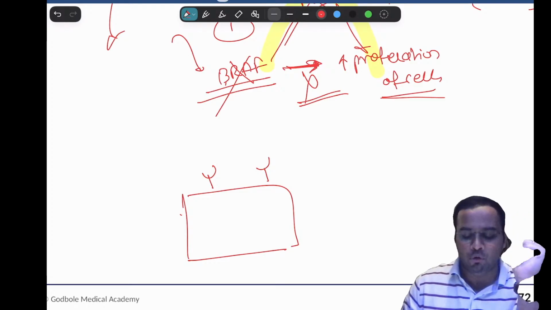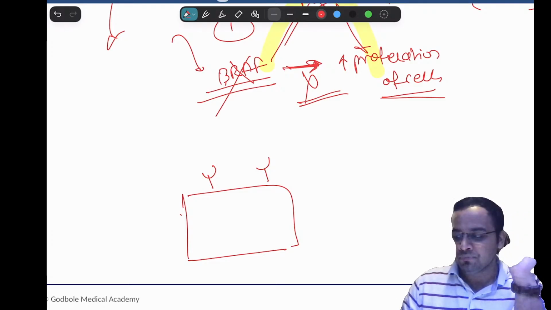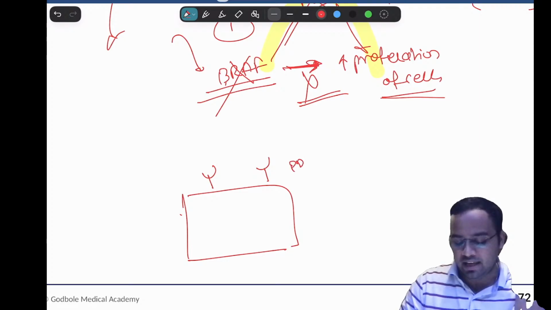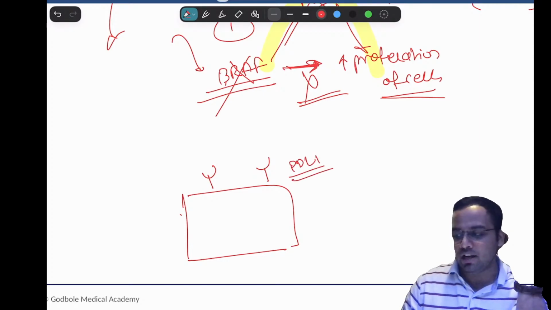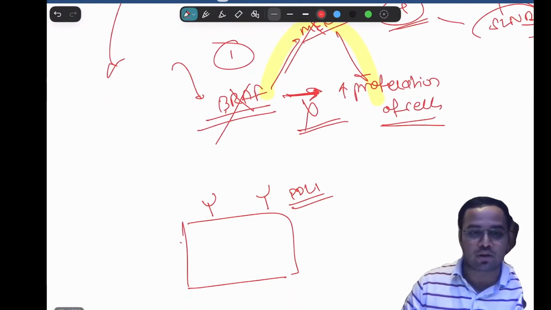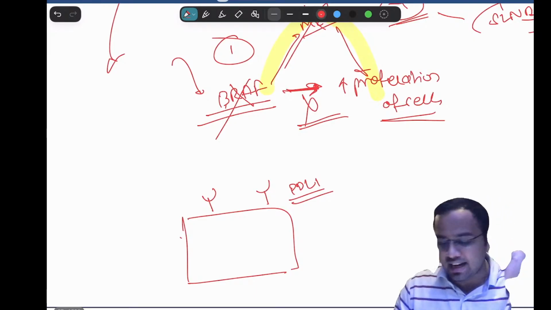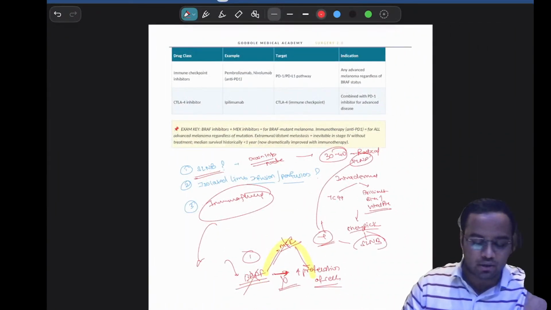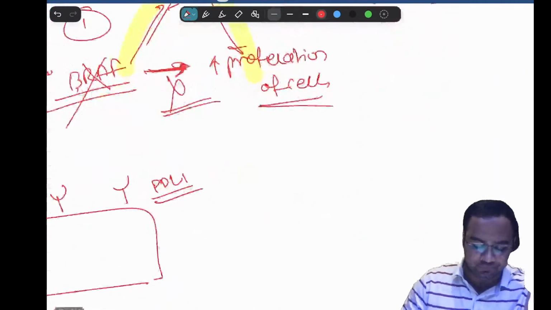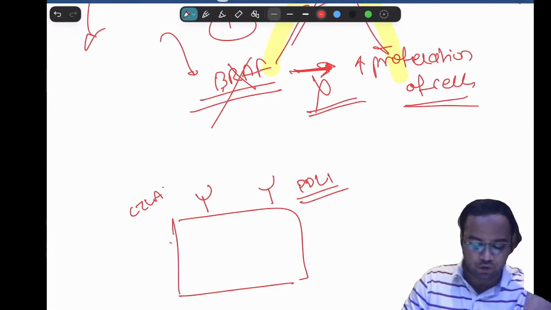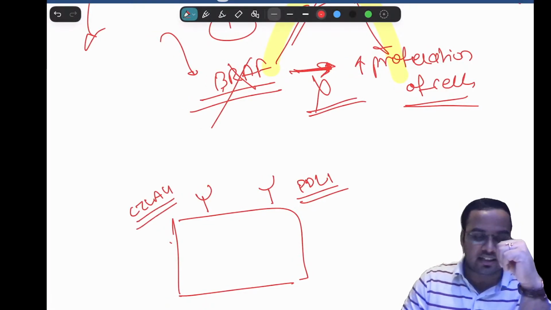So what are those 2 fake tickets which the cells are going to carry? They are going to carry a molecule called PDL1, which is going to be present on the cancer cells. And the second molecule is CTLA4. So what is going to happen whenever the ticket checker comes? Who is the ticket checker? T for ticket checker, T for T cells.